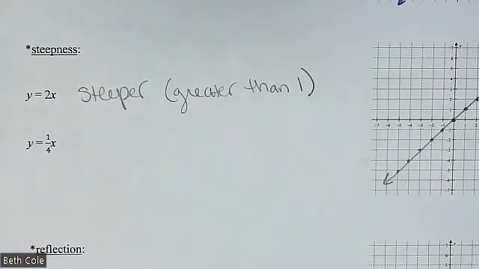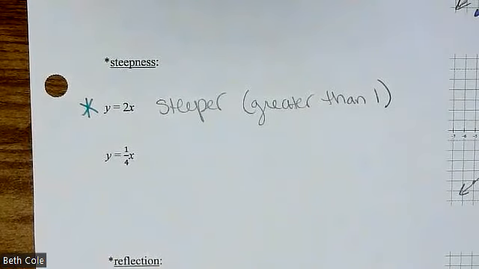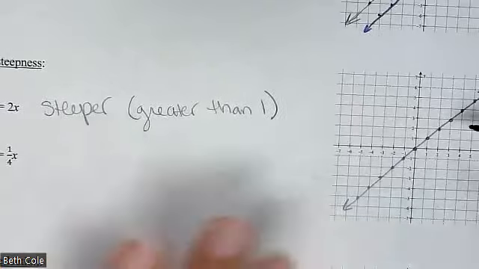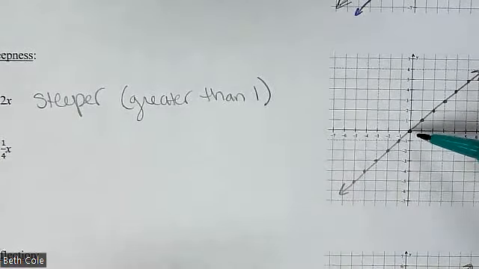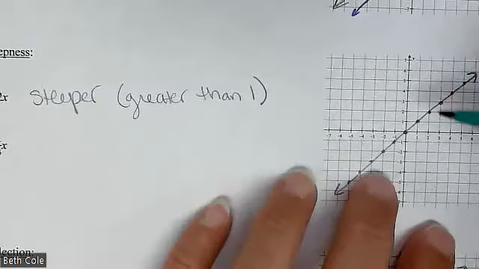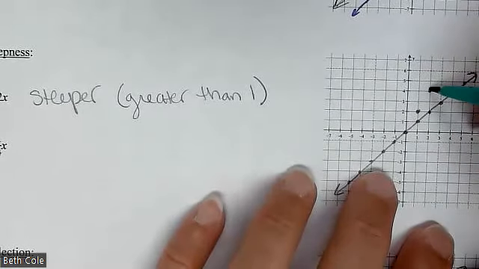Okay. So if it's a number bigger than 1, like 2 or 3 or 5, it's going to be steeper. So I'm going to take my green color and label this one green, or whatever color you're using, it's fine. You're still going to start at the origin. We didn't change that, but the slope is now up 2 over 1. So you're going to go up 2 over 1.